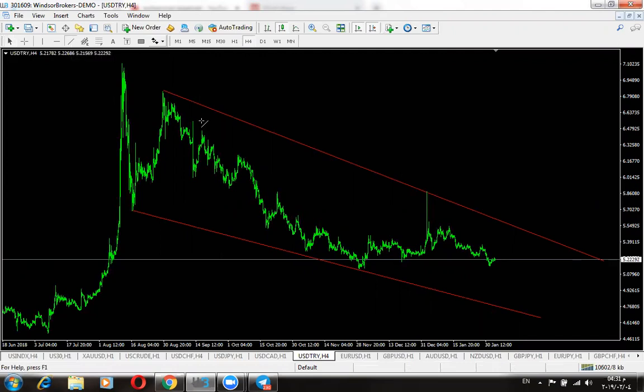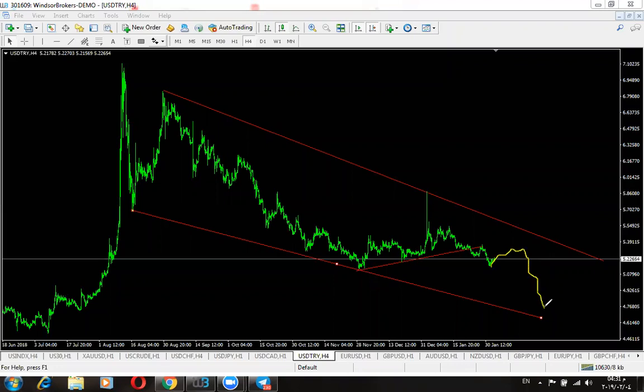Actually, we have sold the Turkish lira for 2 or 3 weeks, and it is moving in our direction, approaching the target. So any correction to the upside for the Turkish lira might be a good opportunity to sell the dollar against the Turkish lira again, so that we can complete this big contracting diagonal to the downside. Any movement to the upside is a good opportunity to sell the dollar against the Turkish lira.